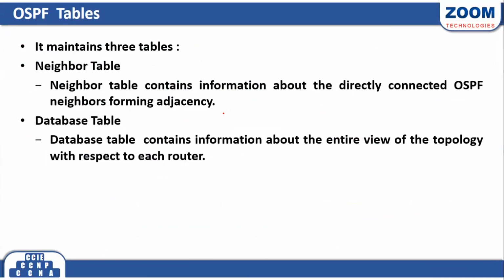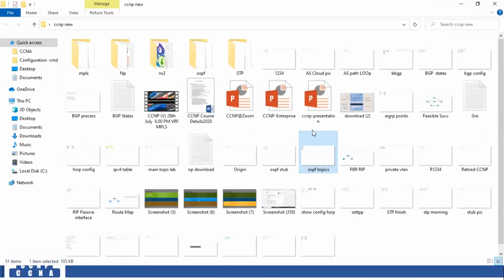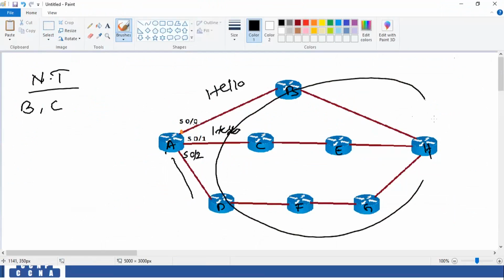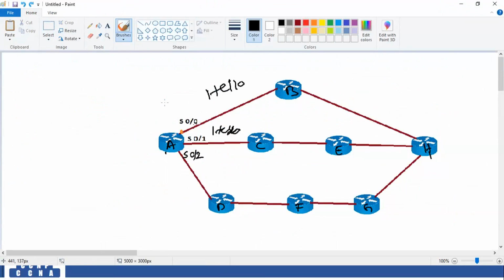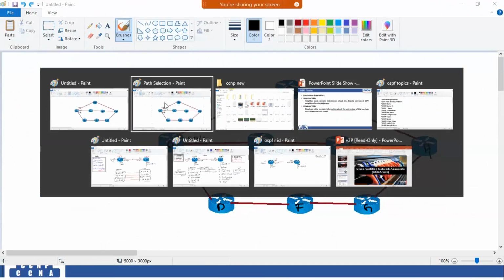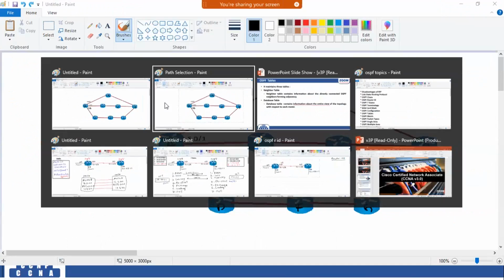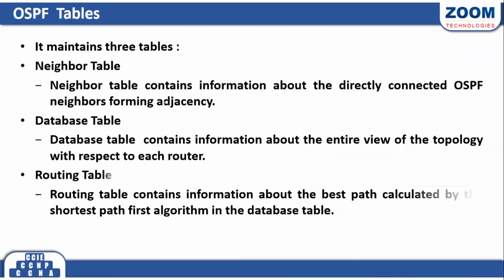Next, the database table. The database table contains full information, the entire view of the topology, like all possible paths. All these routers' information and all these links' information, the router will maintain in one table called the database table. The neighbor table contains only the neighbors' information, but the database table is like the full picture of the topology. The routing table contains only the best path, the shortest path information. So these are the OSPF tables: neighbor table, database table, and routing table.